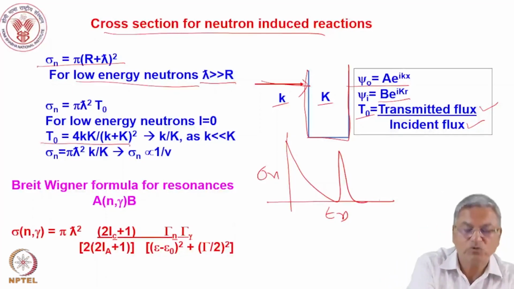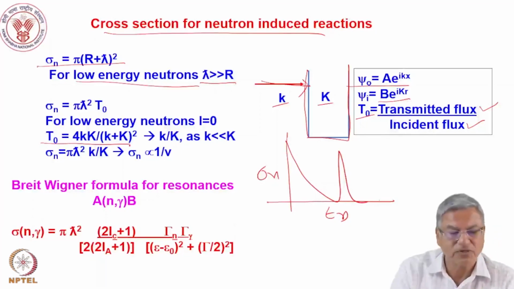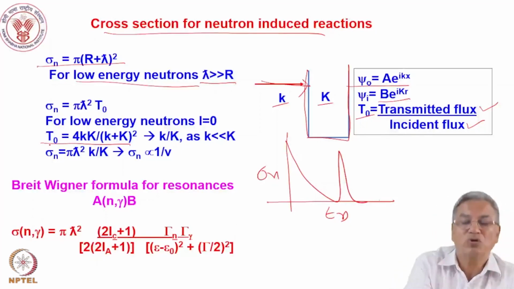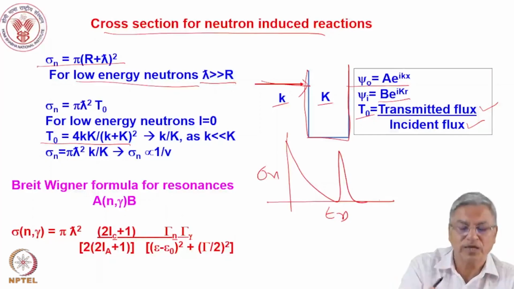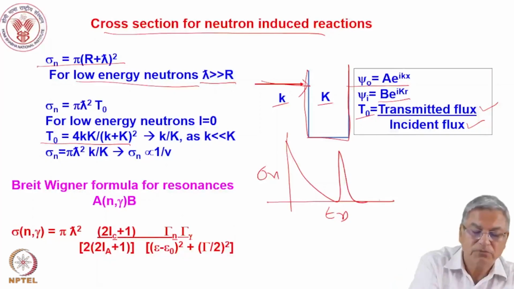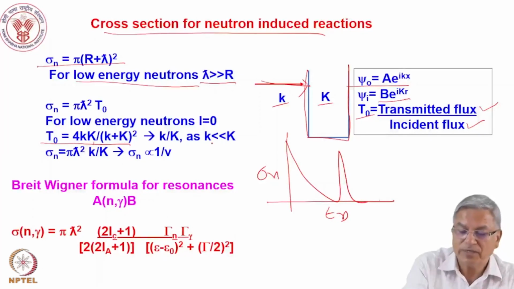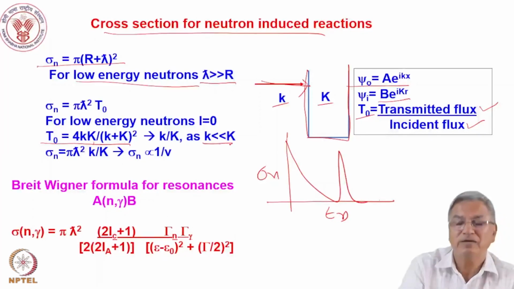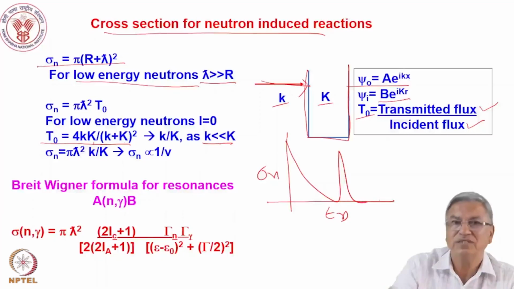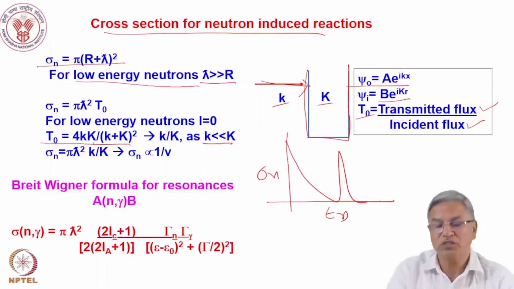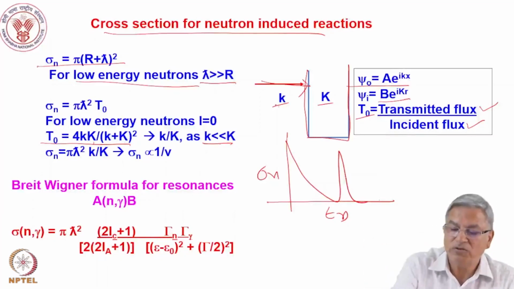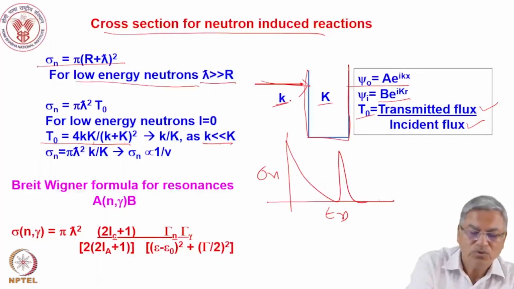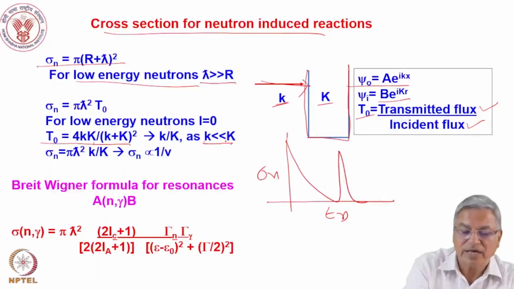General scattering theory of neutron can be used to find out the transmission coefficient. If you solve the scattering equation for the S wave neutrons, because for low energy neutrons the angular momentum is 0, it can be written as 4kK upon (k + K)². And since capital K is much larger than small k, inside the nucleus neutron energies are almost 20-30 MeV, and outside it will be thermal neutron. So you can neglect the small k inside the nucleus.